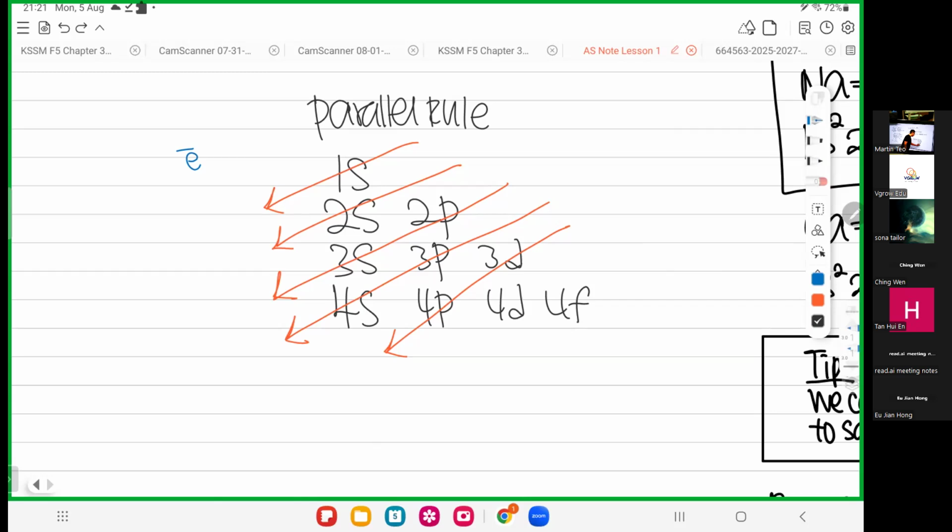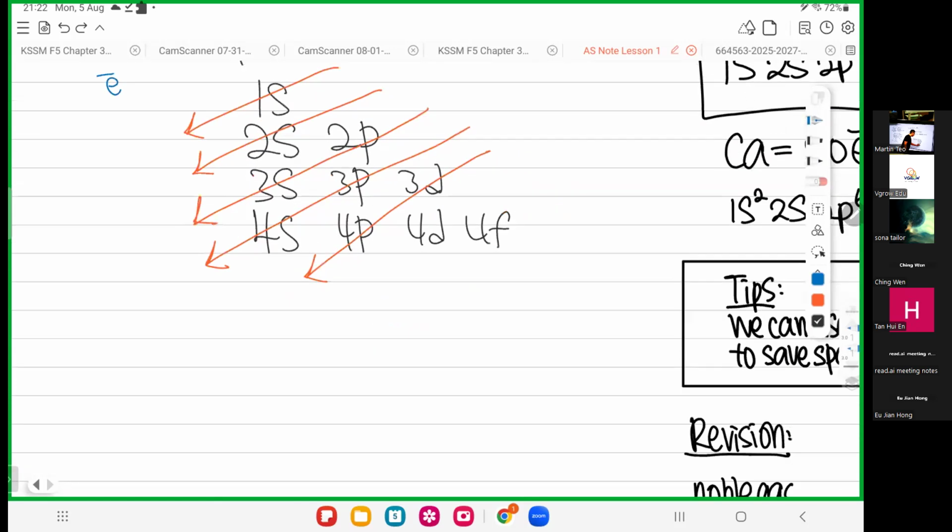How to put in the electron in the right way or in the right place. Okay, so let me show you how it works or how it can be done. Follow me, I'm going to go very, very slow. Okay, come, let's start.